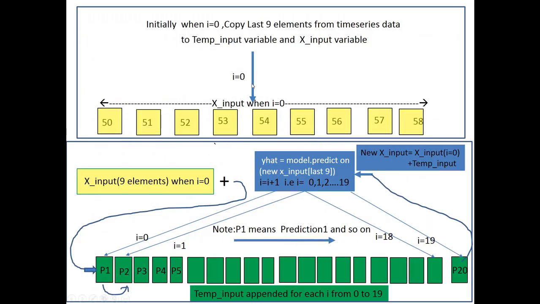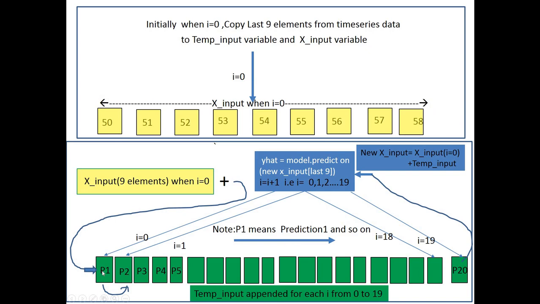See, initially i goes from 0 to 19, that is 20 times it iterates, 20 times it predicts. First time, you have the 50th data, 51, 52, and up to 58 data here. You remember the last row when we sequenced. That is being passed in, this is X input. This is called x_input. When i is equal to 0, it will predict the first value after this 59.